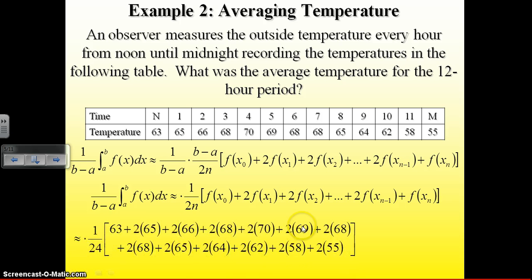So I'll take those numbers, I'll plug them in. Again, there's my 63, 65 times 2, 66 times 2, and such. All the way up, although I have a typo here, that should not be 2 times 55. That should just be 55.